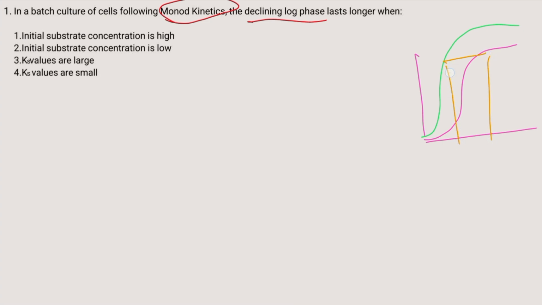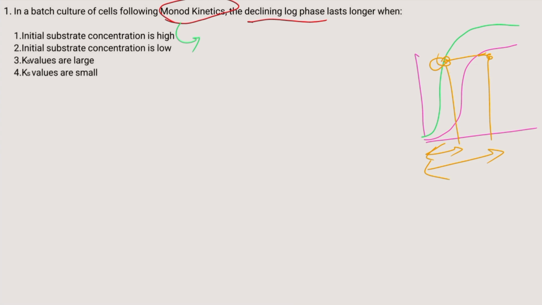To reach this number of cells, the first one is taking less time and the next one is taking more time to reach the same number of cells. So why is that happening? You can get the reason from this Monod kinetics.